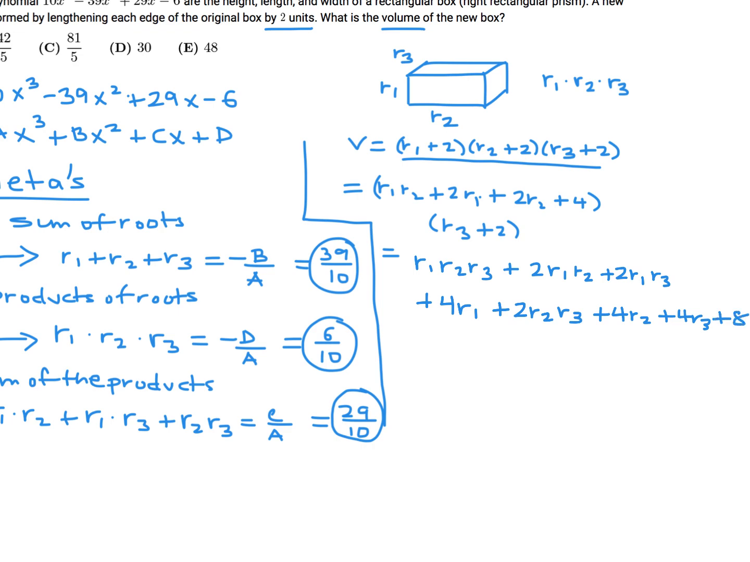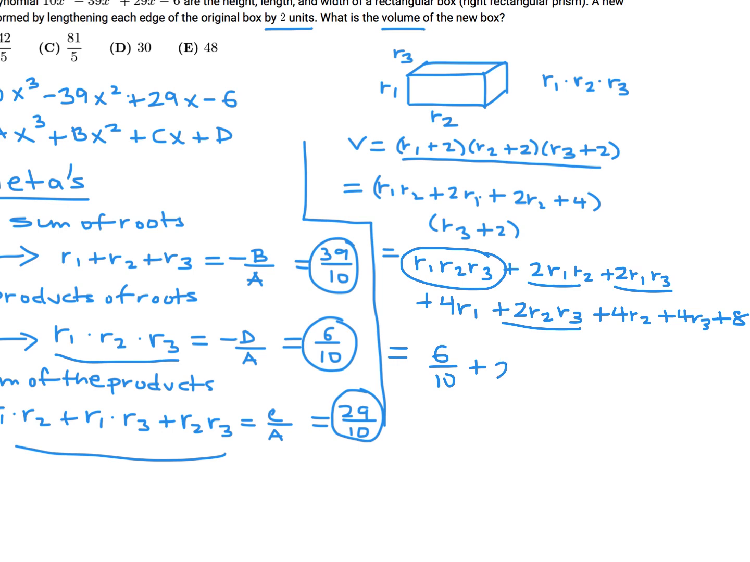Okay, so now we get to use these. This one here is this, so that's 6 over 10. Great. And this is similar to this. It's just 2 times that. So it'll be 2 times, did I make a mistake here? I don't think so. 2 times 29 over 10. Yeah, 2 times 29 over 10.